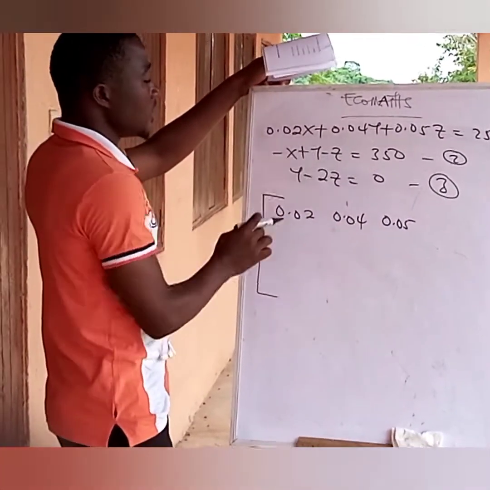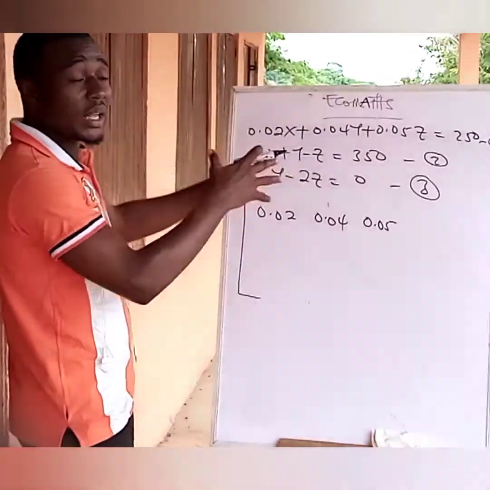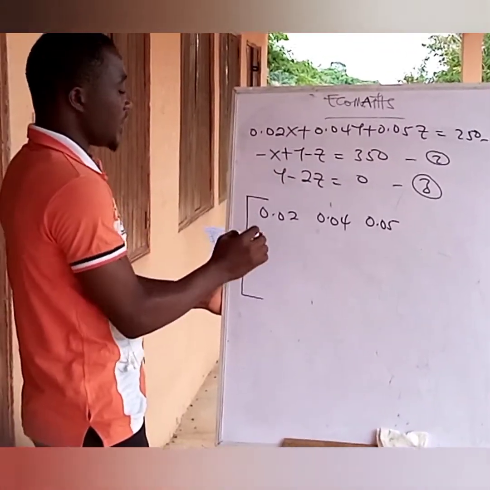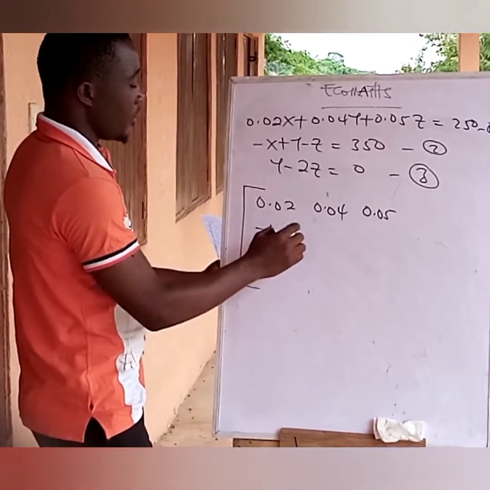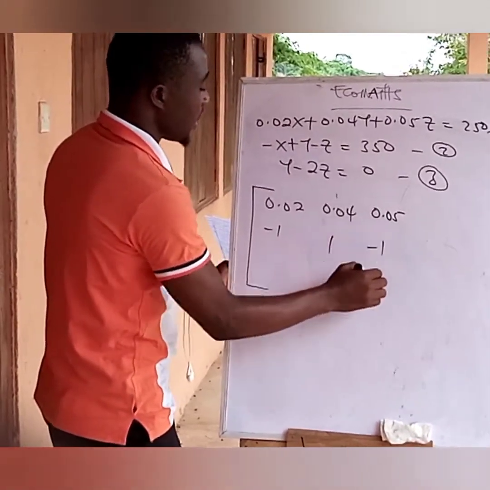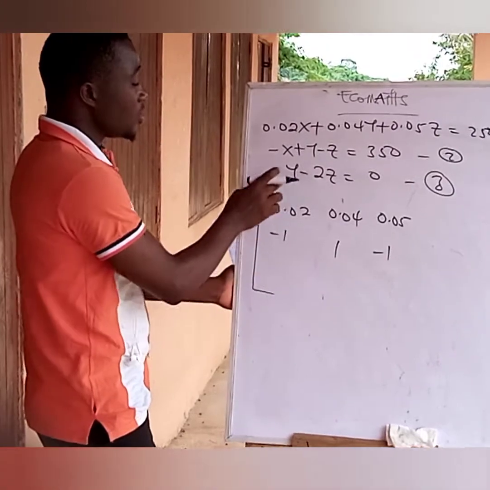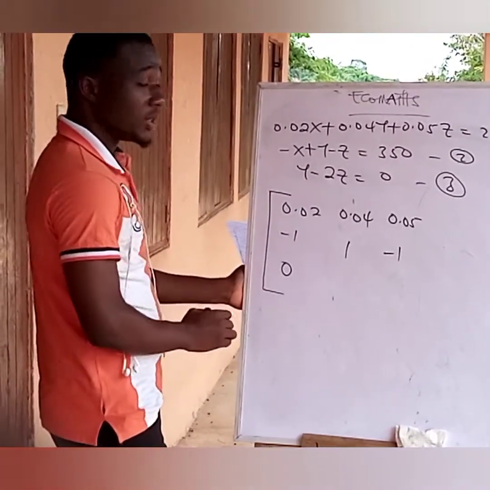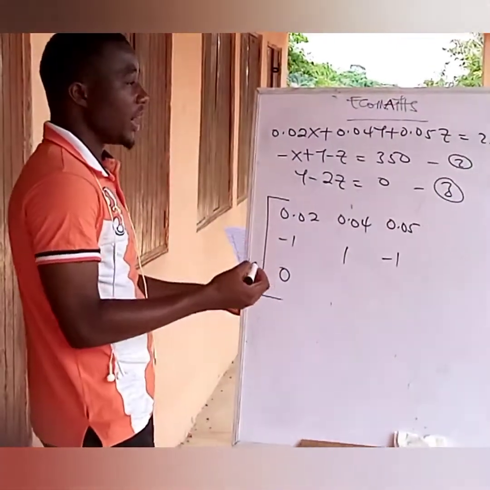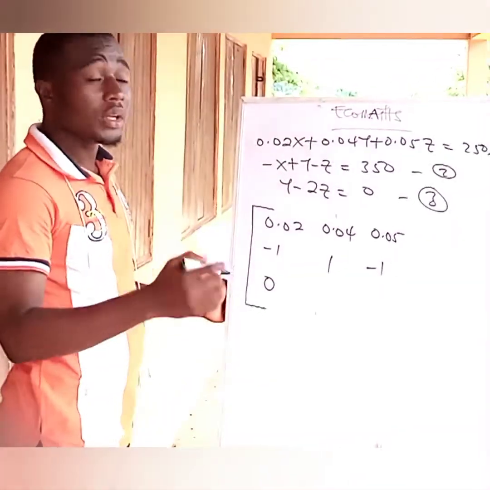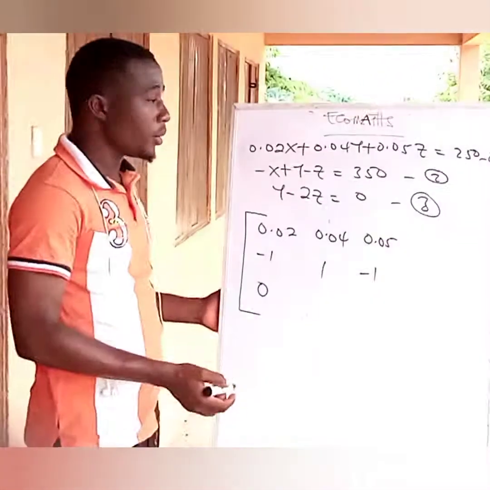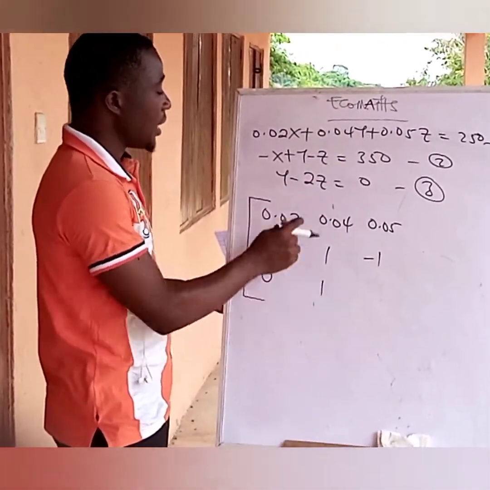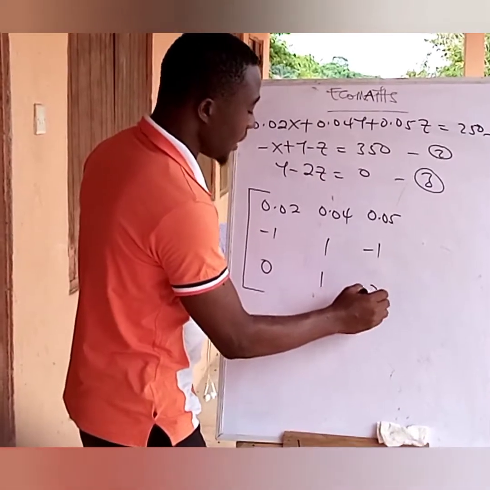Then I'll come to the second equation. So we are dealing with the left hand side here. The first coefficient is minus 1. The next coefficient is 1, and this one is minus 1. Then for the third equation, since we don't have any x variable here, the coefficient will be 0 because it's assumed that it's 0x. Anything you multiply by 0 is obviously 0. So the coefficient of y here is 1, and the coefficient of z here is minus 2.